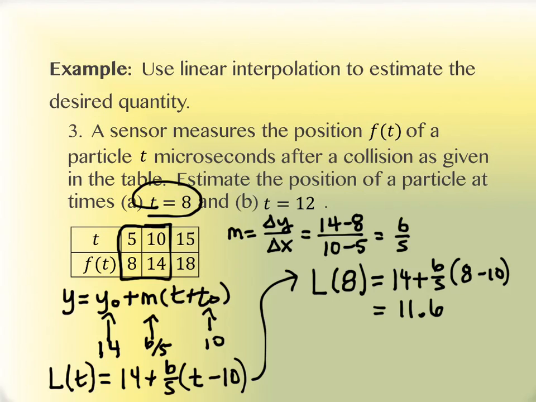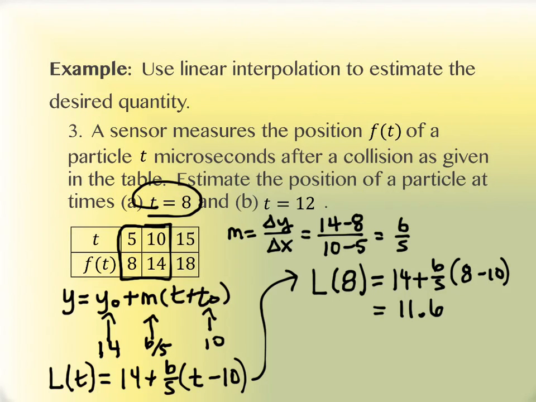11.6. That's right. And if the answer is 11.6, that should make sense because the t value is between 5 and 10. So our value that we just got is in fact between 8 and 14. So it's a reasonable expectation. All right.